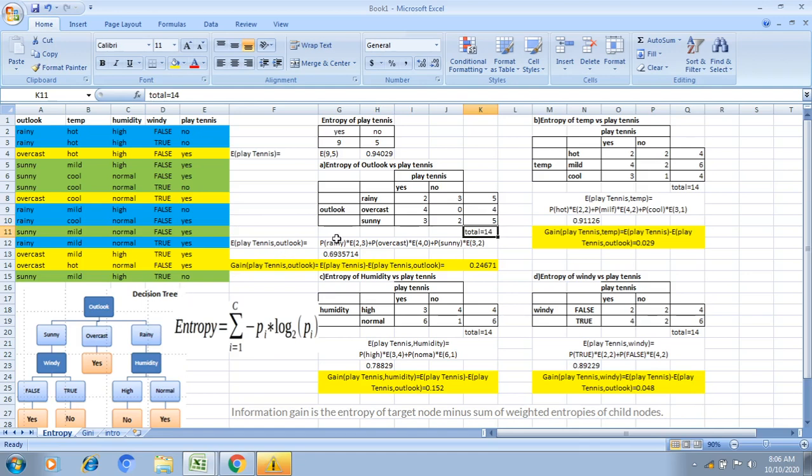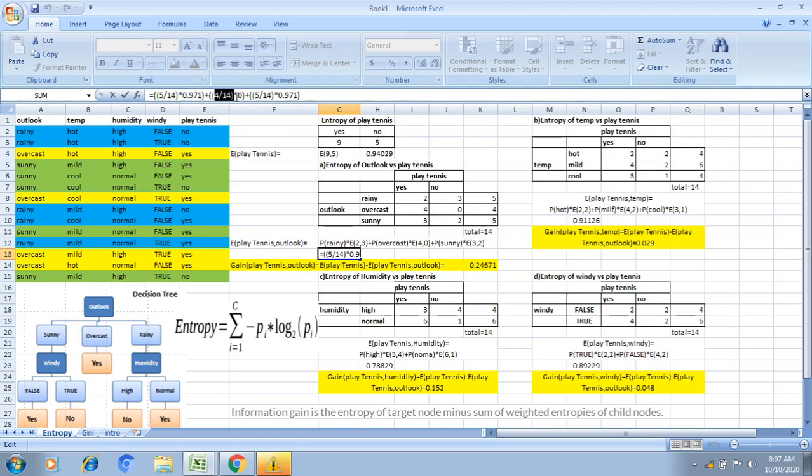Now I can calculate easily. What is P rainy? Rainy is 5 divided by 14. This is the weightage of rainy. And I need to calculate the entropy of 2 comma 3 in a similar way to how I calculated 9 comma 5. I am putting the same value here, 0.971. I got 0.971 for E of 2 comma 3, plus P of overcast. The weightage of overcast is 4 divided by 14.